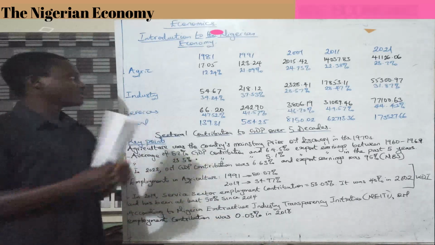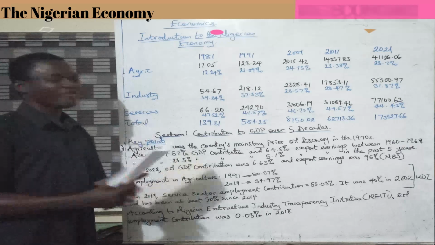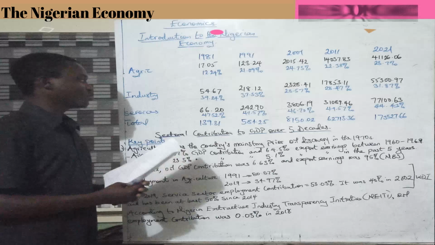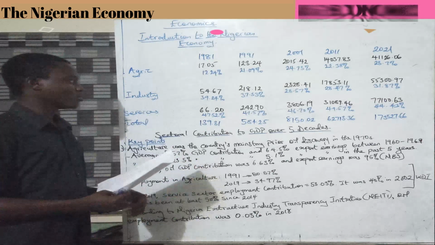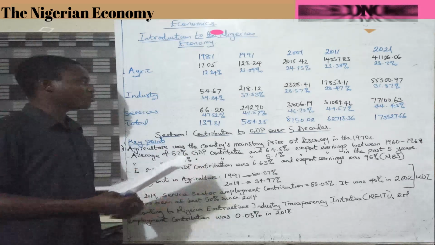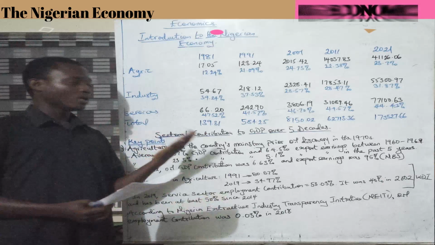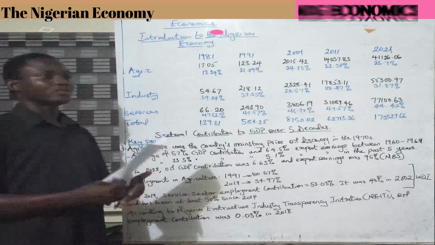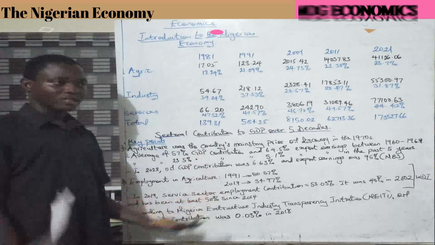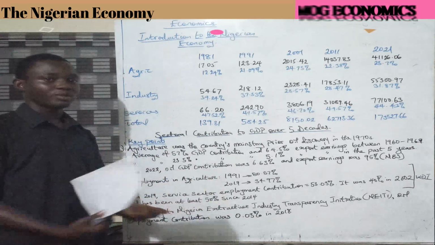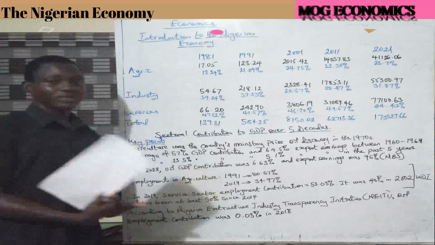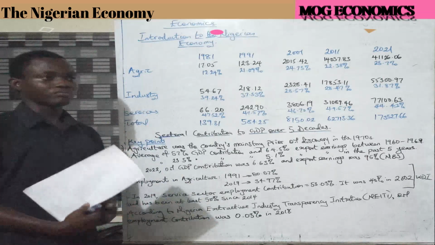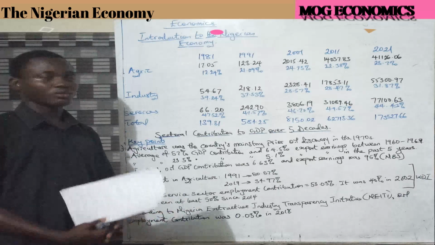So in 1981, we can see that agriculture contributed 12.24% to the country's GDP, and the industrial sector contributed 39.24% to the country's GDP, while services contributed 47.52% to the country's GDP. So that's to tell you that when you look at the total outputs in the Nigerian economy in that particular period of time, services contributed the most value to the country's GDP.